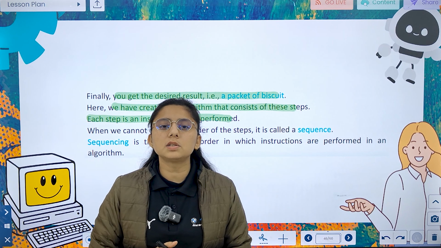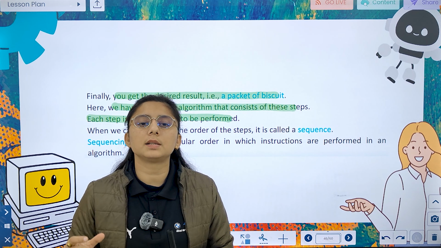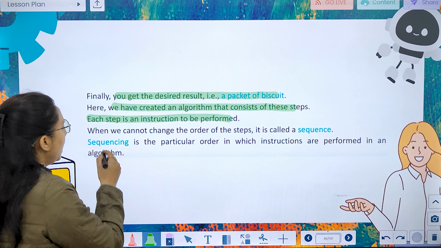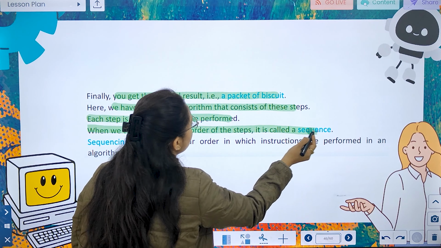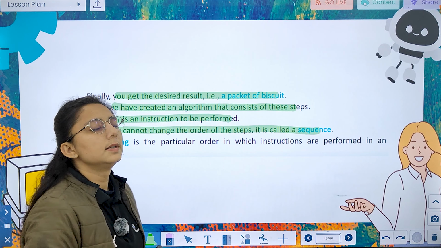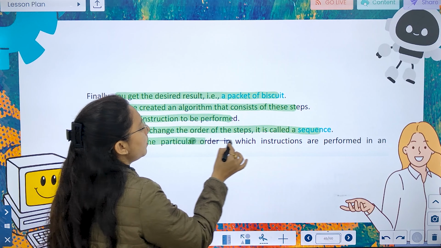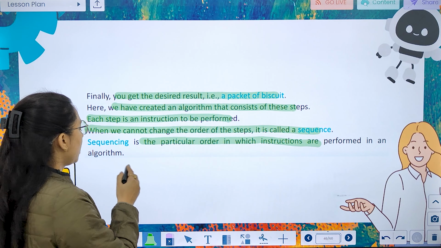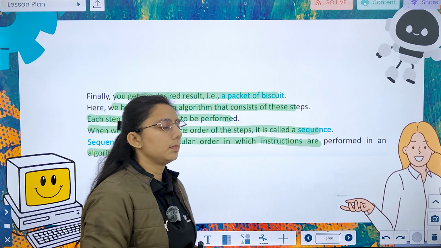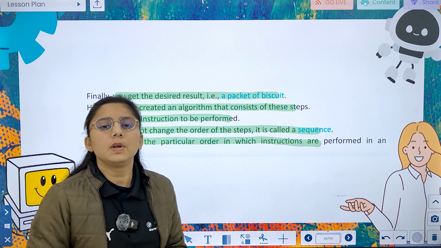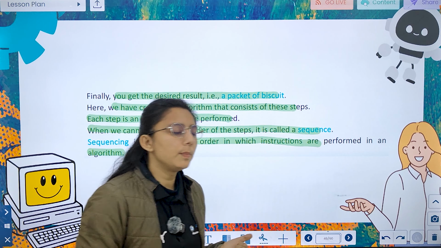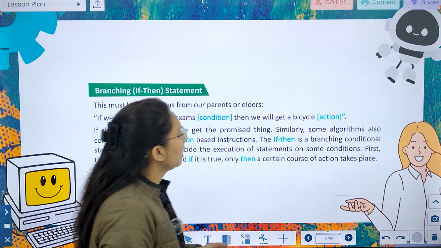In each step, there are instructions that are to be performed. And when we cannot change the order of the steps, it is called sequence. Sequencing is the particular order in which instructions are performed in an algorithm, so that the algorithm is performed systematically.